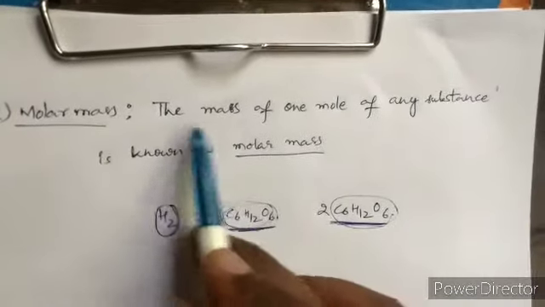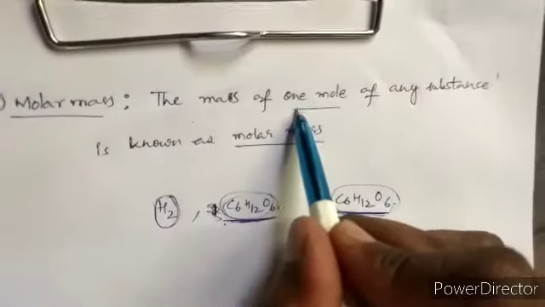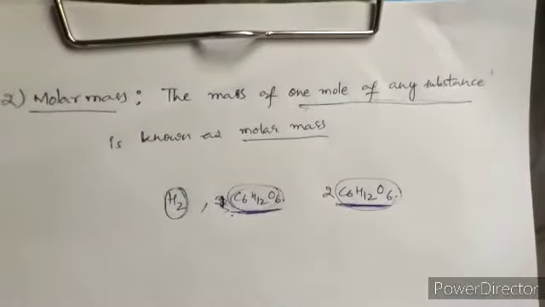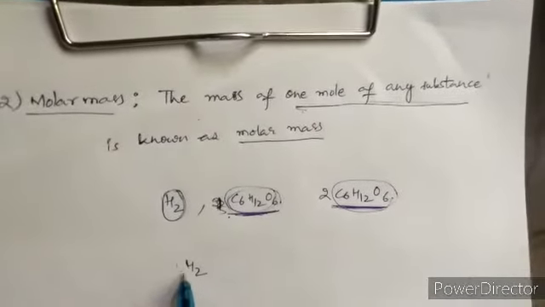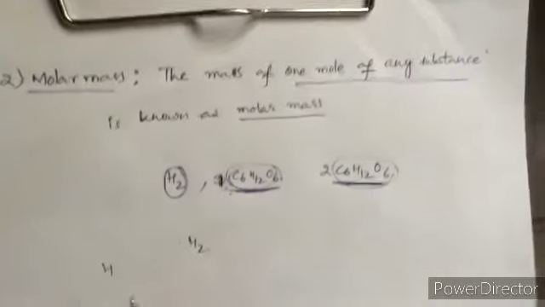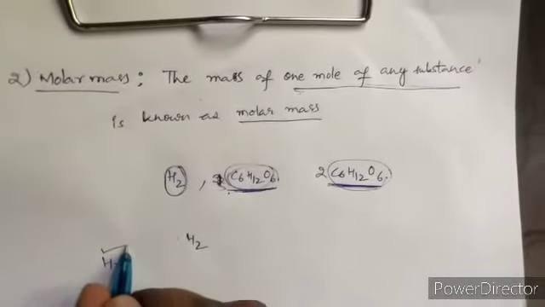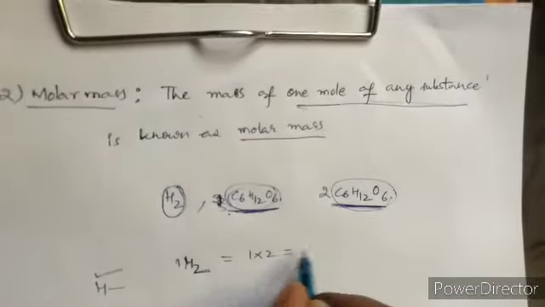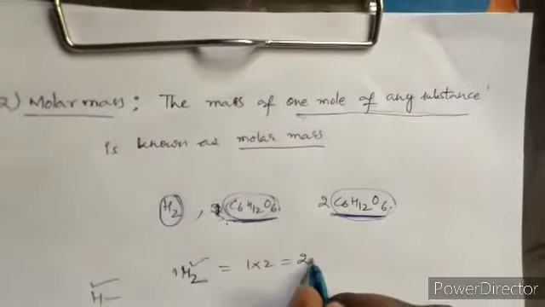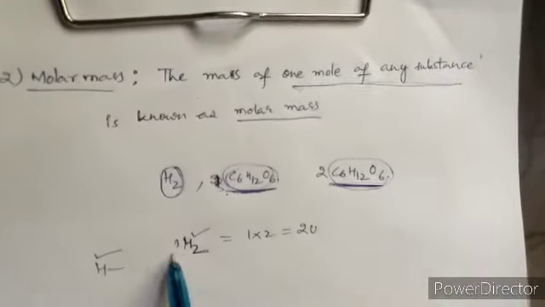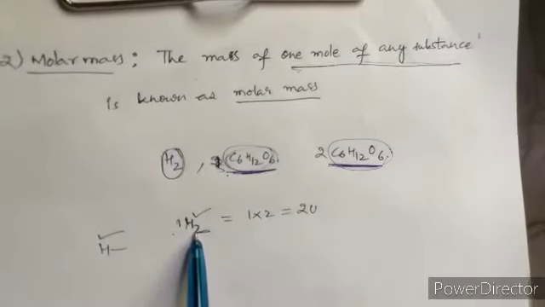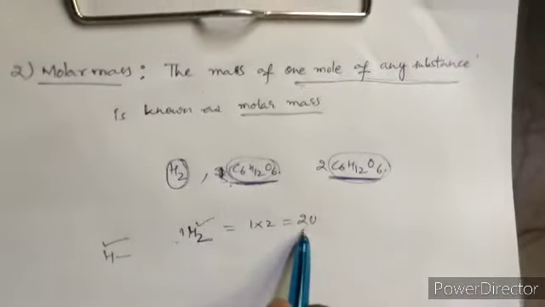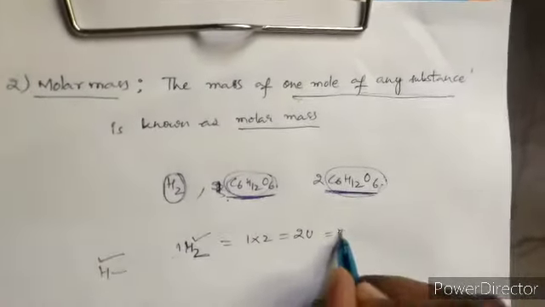So the mass of 1 mole of any substance is known as molar mass. Suppose H2, 1 mole only this one. Normal hydrogen means this is atom, but here H2 formula 1 mole, 1 into 2. So H2 weight is 2U. So the weight of 1 mole of hydrogen gas, 2 unified mass or 2 AMU, is known as molar mass.